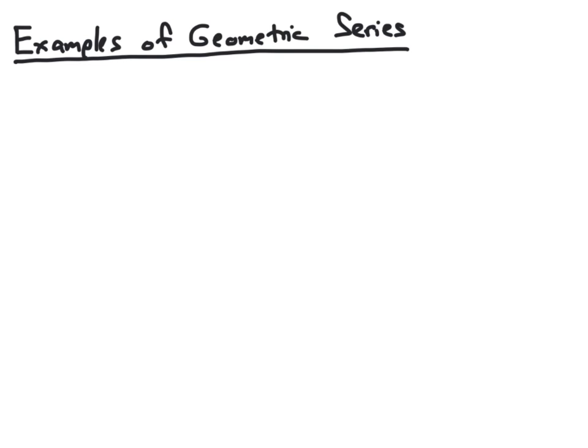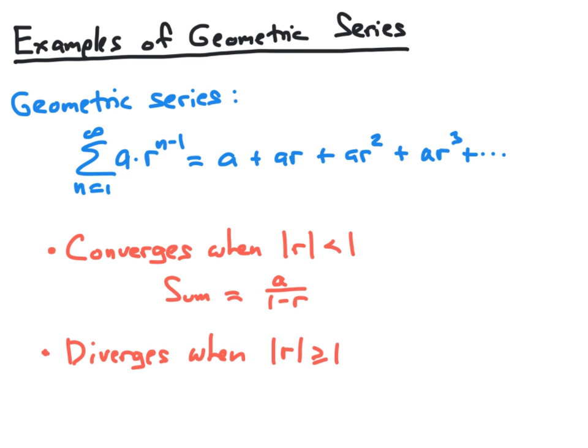In this video, we're going to look at several examples working with geometric series. Recall that a geometric series is a series that can be written in the form sum n equal 1 to infinity of a times r to the n minus first power. If we write out the first several terms of our geometric series, we'll obtain a plus ar plus ar squared plus ar cubed, and so forth. Each term is found by multiplying the previous term by the number r, which we call the ratio of our geometric series.